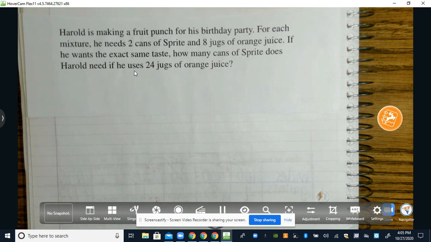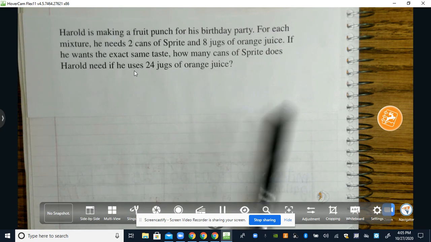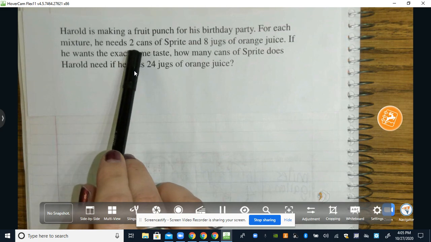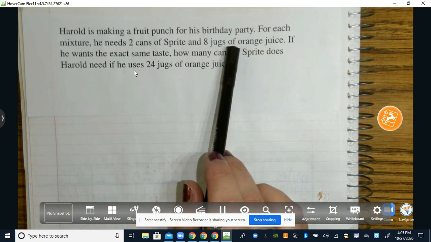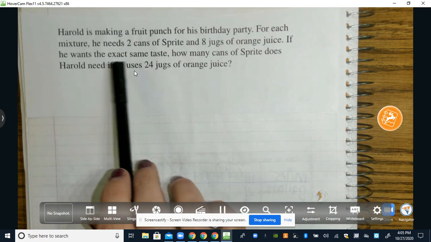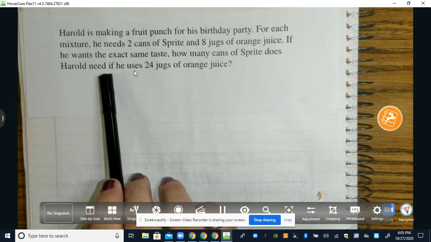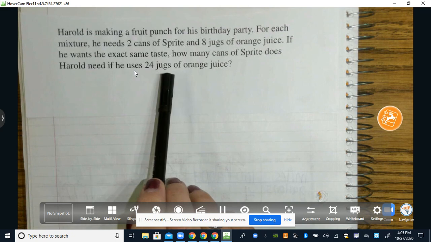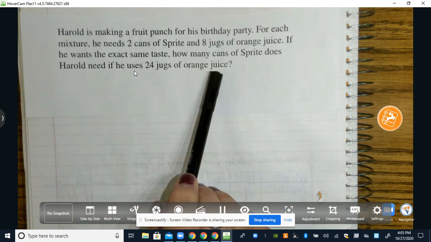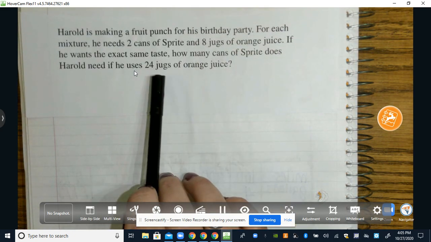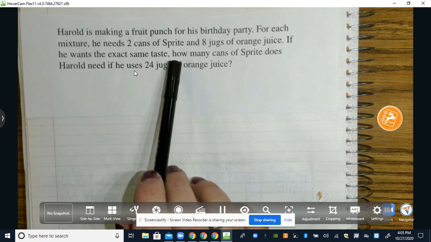So Harold is making a fruit punch for his birthday party. For each mixture, he needs 2 cans of Sprite and 8 jugs of orange juice. If he wants the exact same taste, how many cans of Sprite does Harold need if he uses 24 jugs of orange juice? Okay. So first, let's look for some key information of what we are comparing.